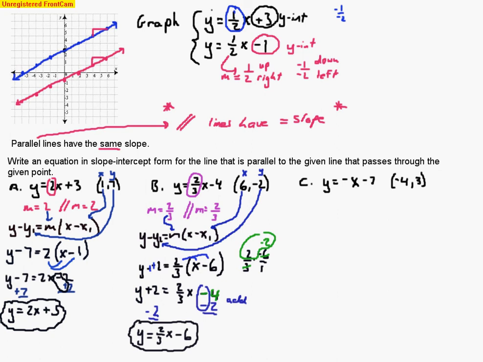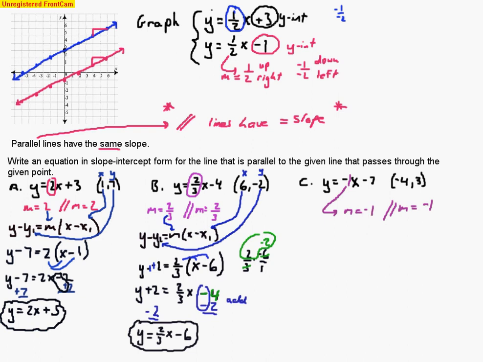Now one more example here, a little bit different. Let's take a look at what the slope of the line is. Well, this one is just y equals negative x minus 7. So there's a number we can always put between a minus sign and an x. That number's 1. So that's our slope. So the slope is negative 1. Well, that means the parallel slope is the same exact number, negative 1.